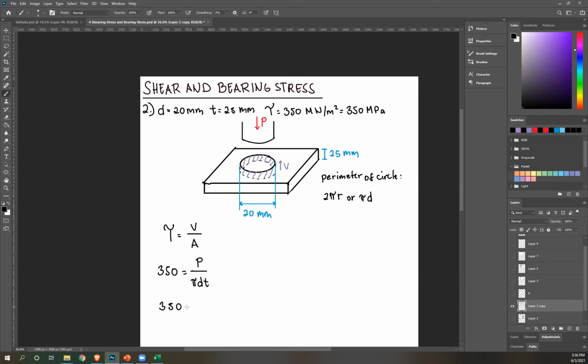Let's sub in our values. 350 equals P, that's what we're looking for, over pi, diameter is 20. Once again, make sure your units are uniform. This is MPa, which is Newton per millimeter squared. Our dimensions are in millimeter, so it's uniform. Even though this is meter, another way to write that is Newton per millimeter. So the millimeter will cancel out. This is pi, d is 20, thickness is 25.